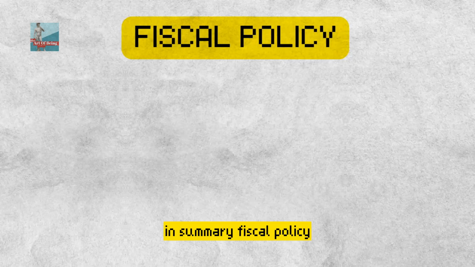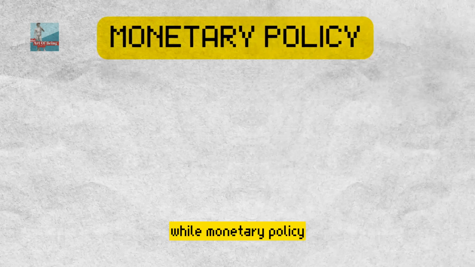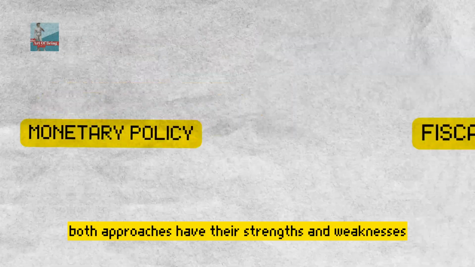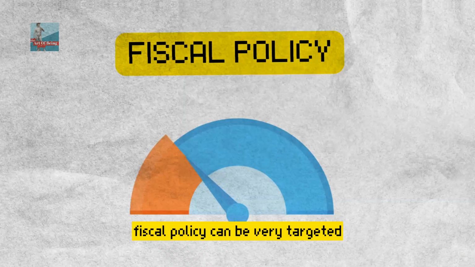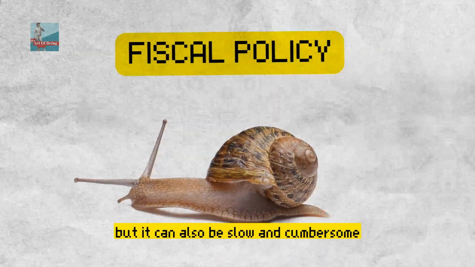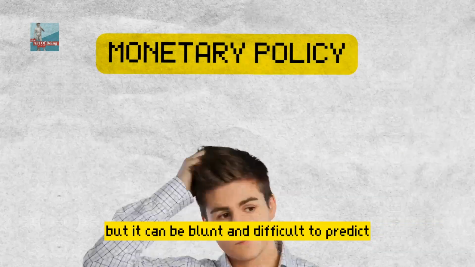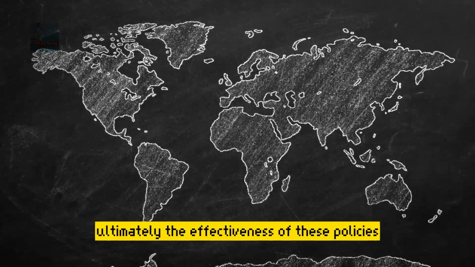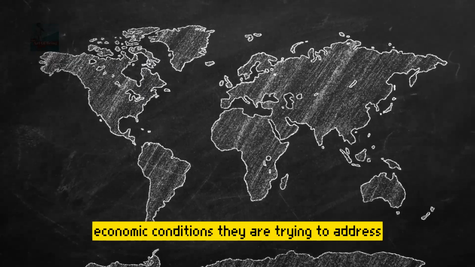In summary, fiscal policy is all about managing government spending and revenue, while monetary policy is about managing interest rates and the money supply. Both approaches have their strengths and weaknesses. Fiscal policy can be very targeted and can have social benefits, but it can also be slow and cumbersome. Monetary policy can be implemented quickly, but it can be blunt and difficult to predict. Ultimately, the effectiveness of these policies will depend on the specific economic conditions they are trying to address.